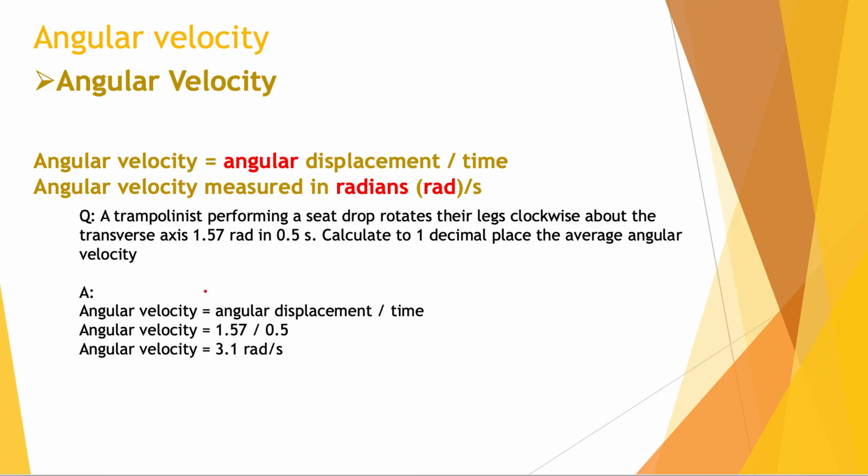Okay, so hopefully this was a really easy question. We've got angular velocity is angular displacement over time. Angular displacement measured in radians, so it was 1.57 radians divided by time in seconds, 0.5 seconds, gives 3.1 radians per second, and obviously you needed the units as well as the number in order to get the marks here.